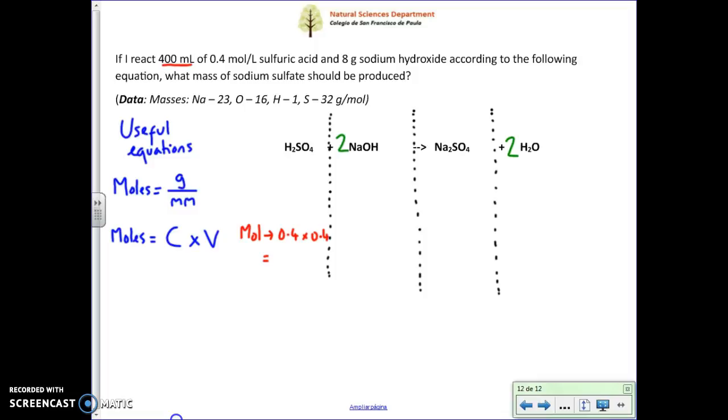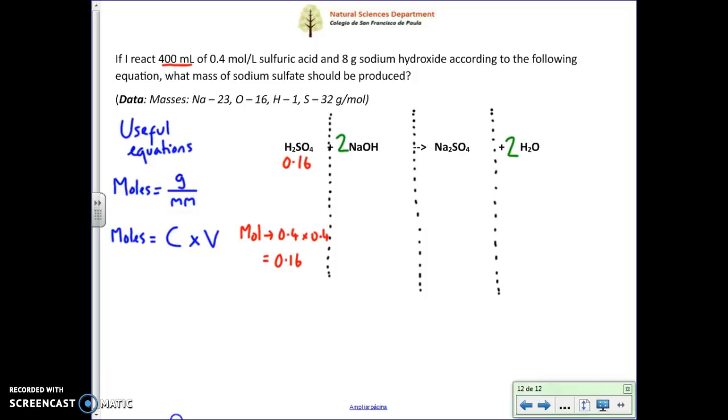Is it always step 2 to convert everything to moles? I would say, step 1, balance an equation. Step 2, work out the number of moles of all of your reactants, so the things that are reacting together. 0.4 multiplied by 0.4 is 0.16. So what I'm going to do, I'm going to write that right underneath sulfuric acid, nice and clear.